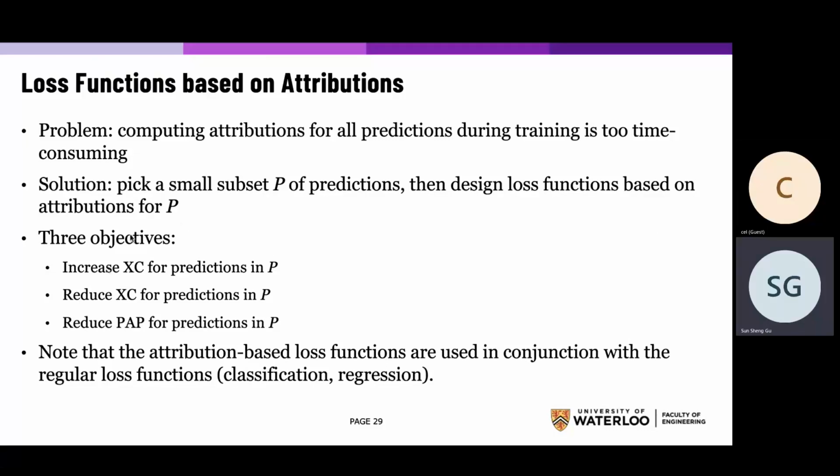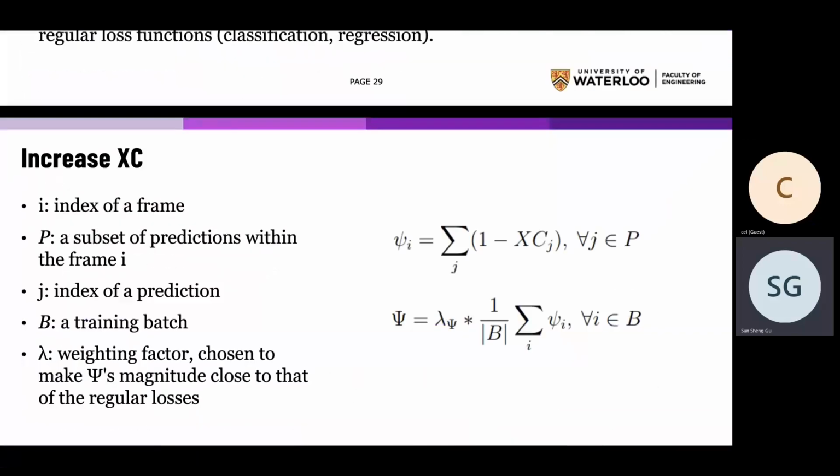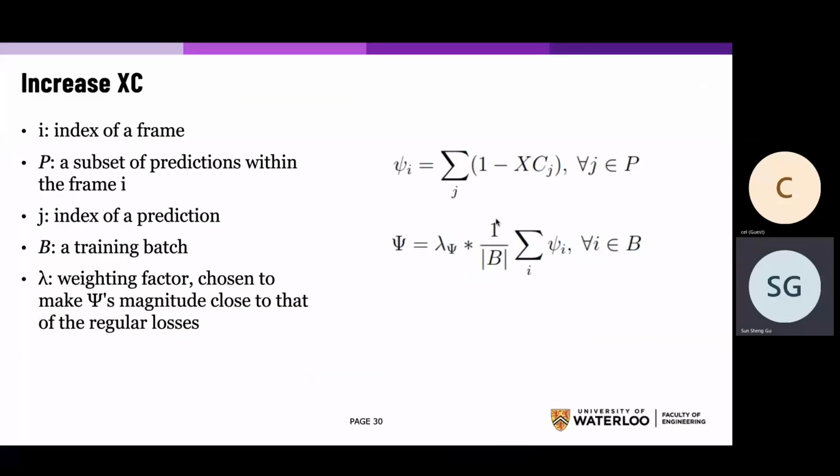We explore 3 different objectives. One is to increase XC, the other one is to reduce XC, and the other one is to reduce PAP. Note that the attribution-based loss functions are used in conjunction with the regular loss functions, the classification and the regression losses. So this is the loss function for increasing XC, right?